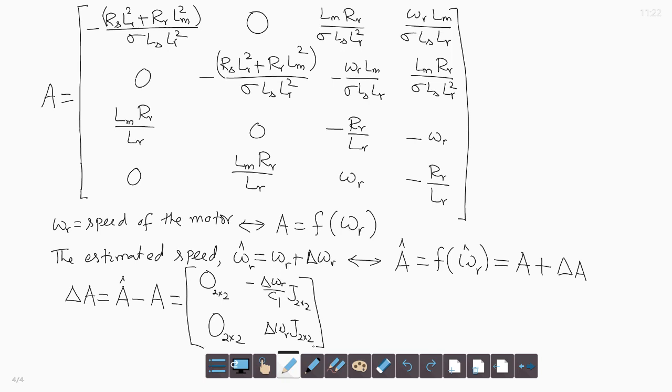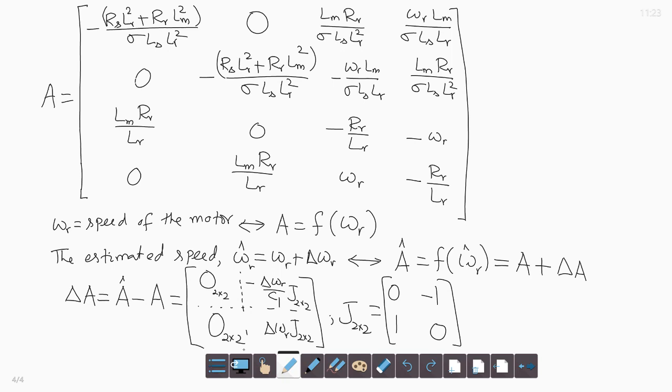So here the 2 by 2 J matrix is 0, minus 1, 1 and 0. This is the J matrix, and 0 2 by 2 is a 2 by 2 null matrix. So delta A also has 4 by 4 dimension, a 4 by 4 matrix, because there are, as you can see, two null matrices of 2 by 2. So there are 4 rows and 4 columns.